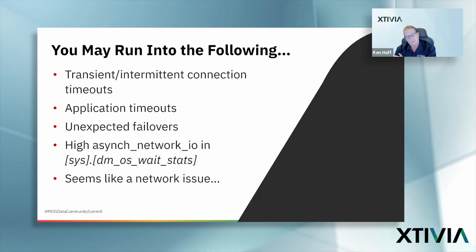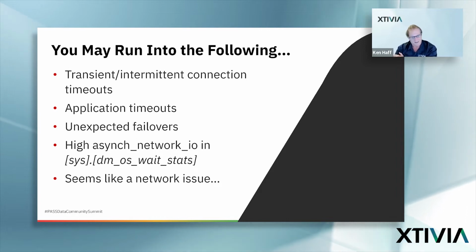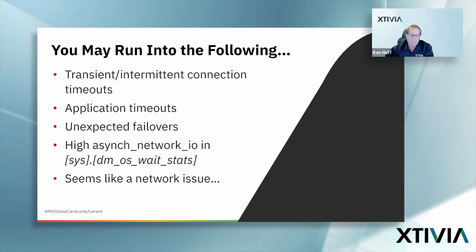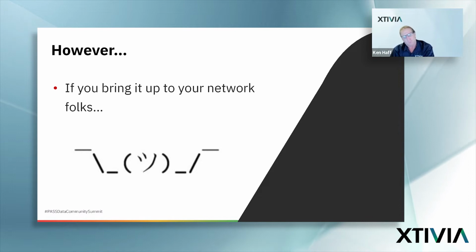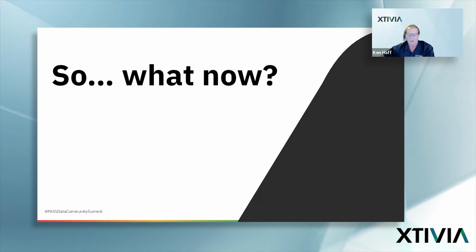If it's 10, 15 minutes of async network IO, you might go to your network people and ask them what's going on. So they come back with, well, the network's fine. They look, and in fact, you're hardly using any of the bandwidth, so go away. So you're left at a loss.